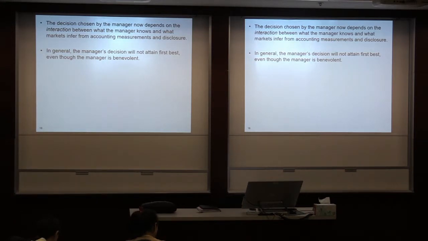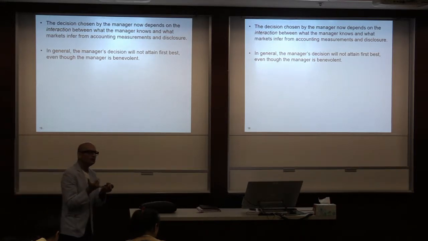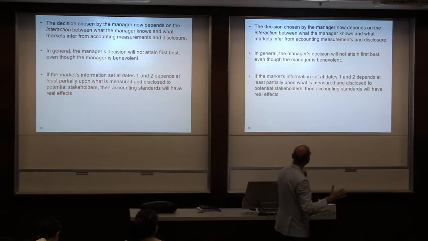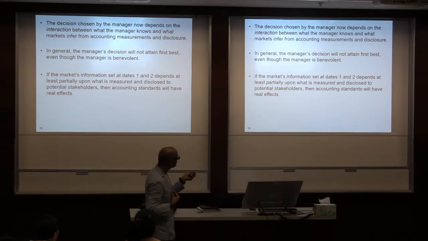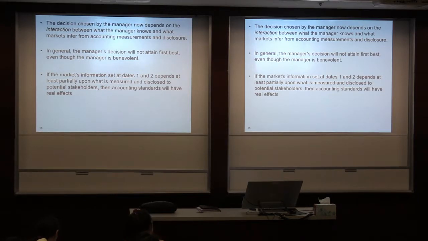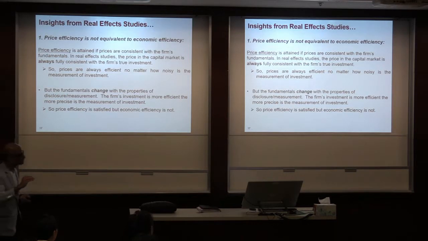There'll be distortions now. First best means that the D star you're going to choose will no longer be the one maximizing the expected size of the pie, E of x1 plus x2 plus x3. In fact, if the market's information set at dates 1 and 2 depends at least on what is measured and disclosed to potential stakeholders, then accounting will have real effects. Disclosure and measurement will affect Y1M, Y2M, and of course the interaction between Y1M and Y2M with Y naught F, which in turn will change D in that model. So in that sense, measurement and disclosure will have real effects.